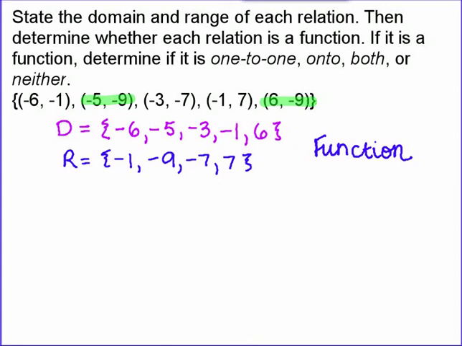Now let's try if it's onto. In order for it to be onto, each element of the range has to be paired with some element in the domain. So is that the case? Is -1, -9, -7, and 7 paired with an element in the domain? Yeah, so this one is onto. Oops, let's use pen, sorry. Okay, so that one is onto.